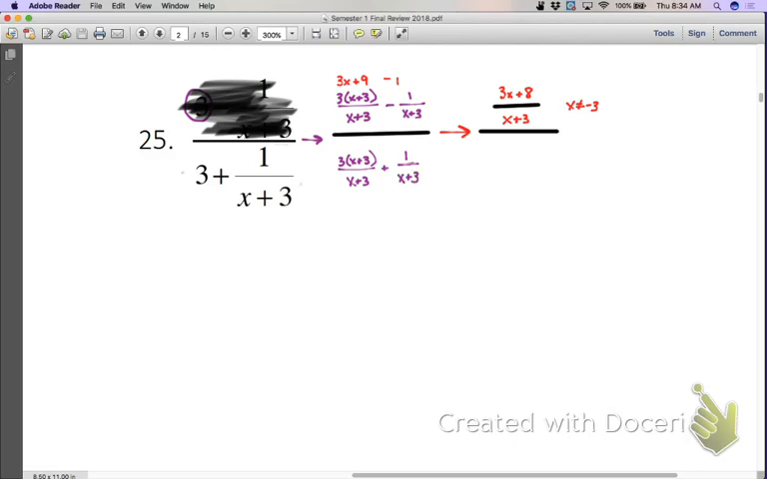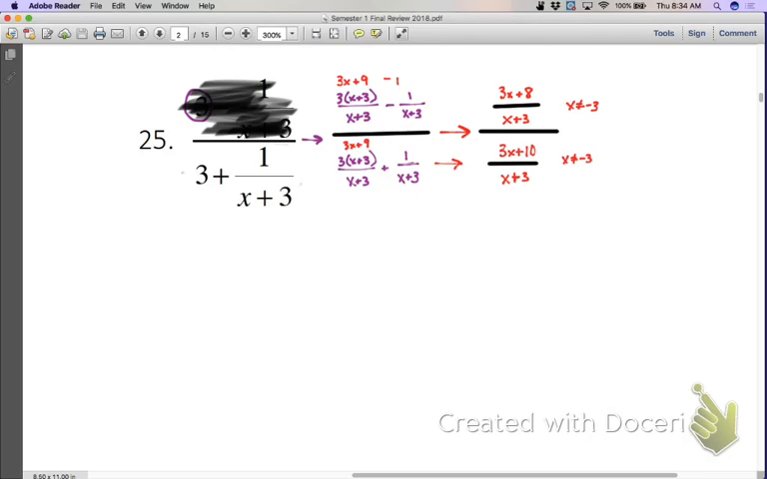Same thing, if I would distribute, 3x plus 9. So then the top side of the bottom is going to be 3x plus 10. The bottom side is still just x plus 3. The only restriction is still the same thing that I had: x can't be equal to negative 3. Okay, so there's really no added restrictions to any of this.